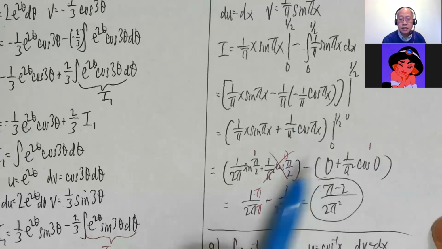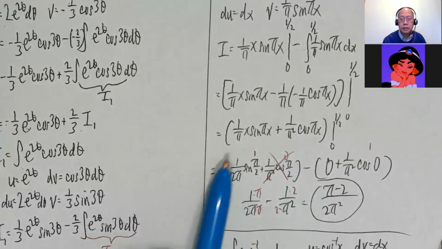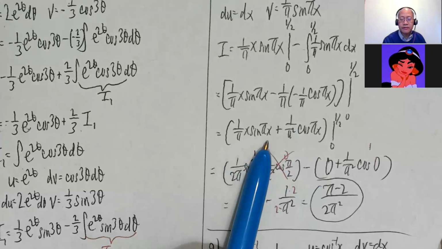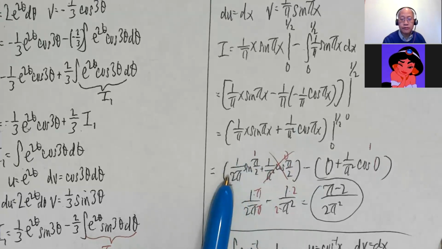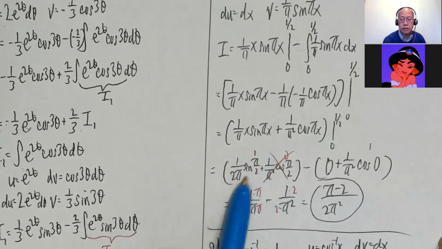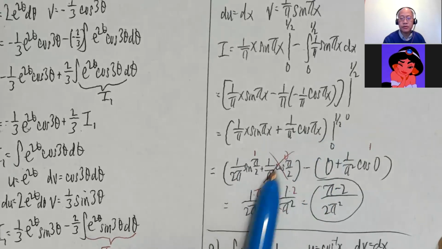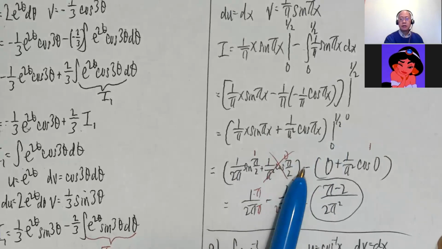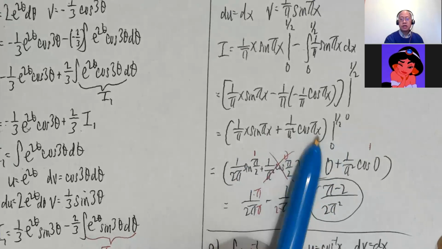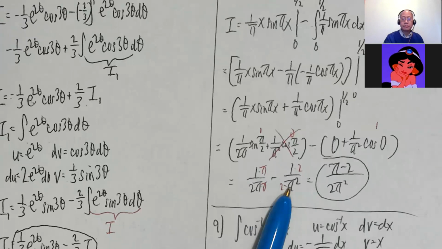Okay, let's see. Plug in 1 half and plug in 0. So plug in 1 half. 1 half there, that's 1 over 2 pi, sine of, put a half, sine of pi over 2, which is 1, plus, if I plug in 1 half here, I'm taking the cosine of pi over 2, which is 0. So this thing drops out. Minus, plug in 0, that's 0. Plug in 0 here, cosine of 0 is 1, so that's negative 1 over pi squared.